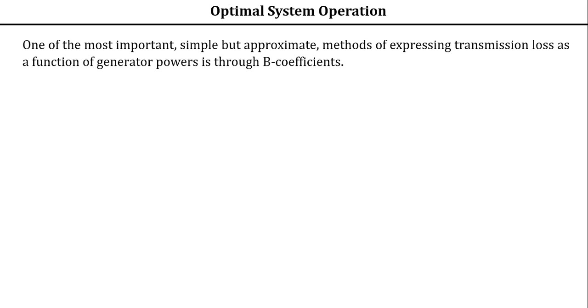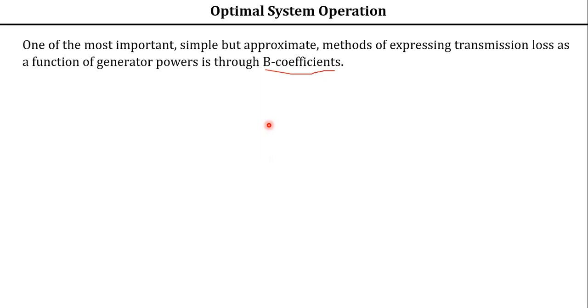Clear? So through B coefficients we are going to consider, that is this one. You can see this one, this B coefficients we are going to consider. Okay. So what is this B coefficients? How to get this B coefficients? So let us see this one.